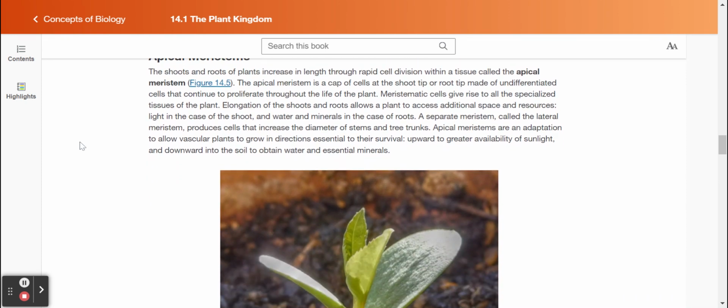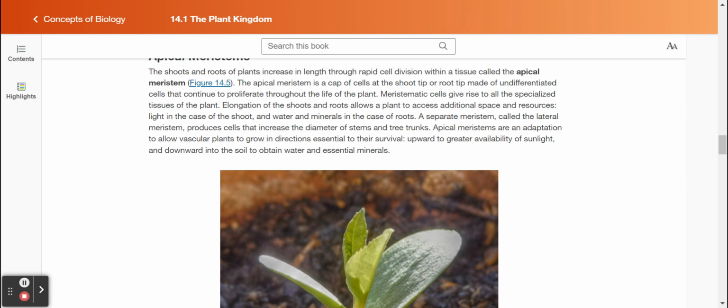Apical meristems. The shoots and roots of plants increase in length through rapid cell division within a tissue called the apical meristem. The apical meristem is a cap of cells at the shoot tip or root tip made of undifferentiated cells that continue to proliferate throughout the life of the plant. Meristematic cells give rise to all the specialized tissues of the plant. Elongation of the shoots and roots allows a plant to access additional space and resources. Light in the case of the shoot, and water and minerals in the case of roots.